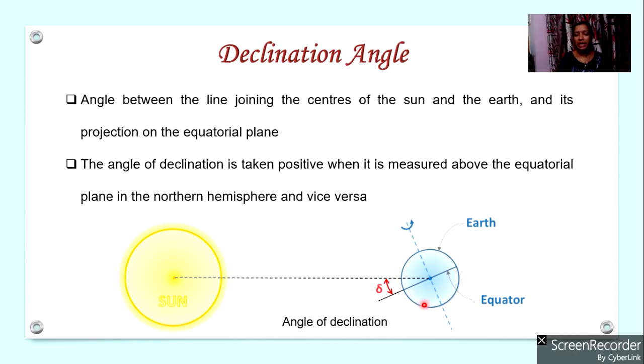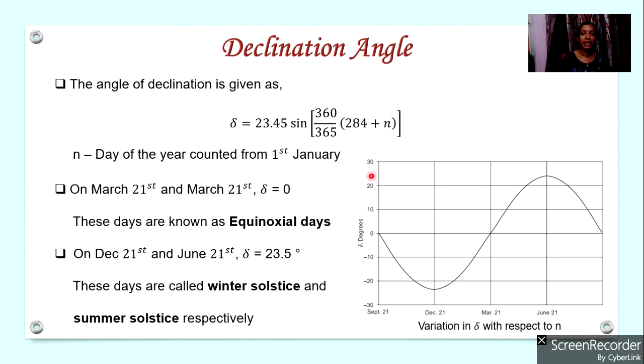When will this angle fall on the southern hemisphere? As the Earth rotates around the Sun, when it comes somewhere here, this angle will fall on the southern hemisphere. At that time, the value of that angle should be taken as negative. That is the angle of declination, and it can be calculated using this equation.